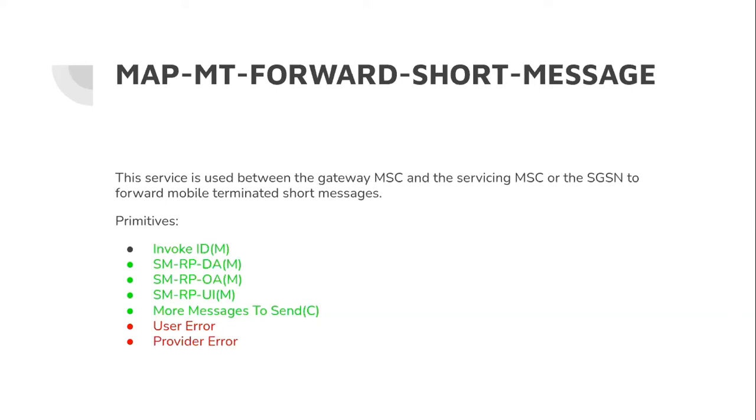So the primitives include the invoke ID, which is mandatory, the destination address, mandatory, the originating address, mandatory, and then the UI, which is the user information, which is mandatory because that is what is carrying the actual message. And then there is the more messages to send parameter, which tells whether the service center has more messages to send. And then you have the response fields, user error and the provider error. So these are the services, and we'll see them better when we start analyzing the dumps.